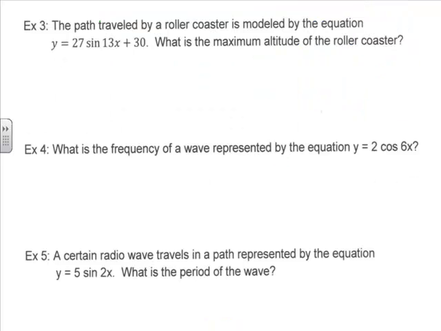Okay, path traveled by a roller coaster modeled by the equation y equals 27 sine 13x plus 30. What is the maximum altitude of the roller coaster? So this is a problem where this whole thing has been shifted up 30. So it's already up 30, but then to that 30, to get to the maximum place, we need to add the amplitude, which is the thing sitting right here. So 30 plus 27 is 57. Doesn't say if it's feet or whatever, so it would be 57.